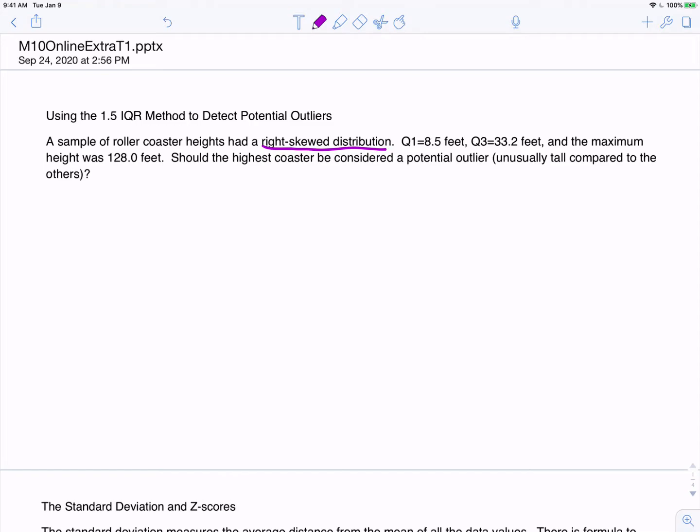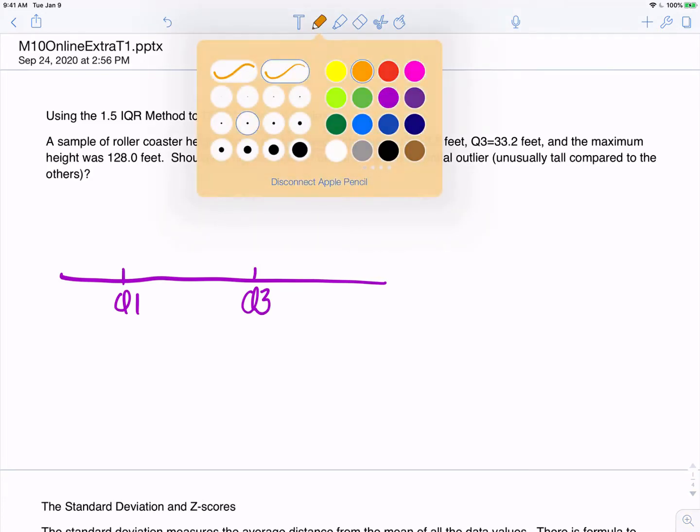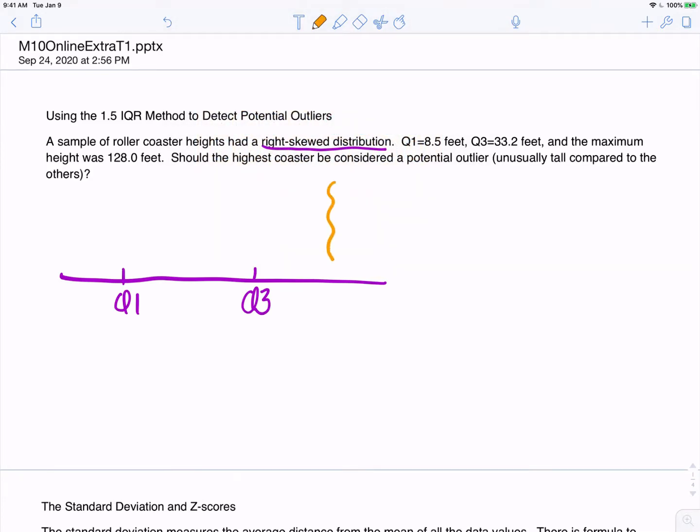So what helps me is always making a picture. So your data is laid out. Here's Q1, here's Q3. And the idea behind detecting a potential outlier is you need to find the location of this value here, which is called the upper fence. There's also a lower fence, which would be down here, but we're not asking if any of the coasters are unusually short, just tall. So we'll find only the upper fence.